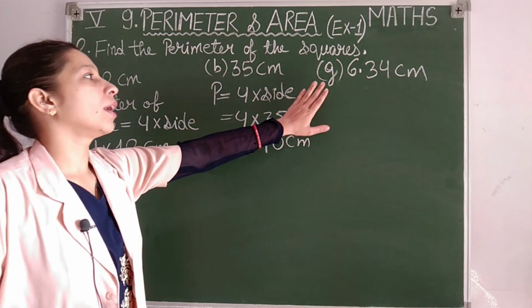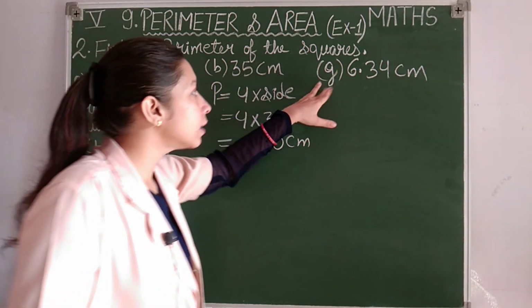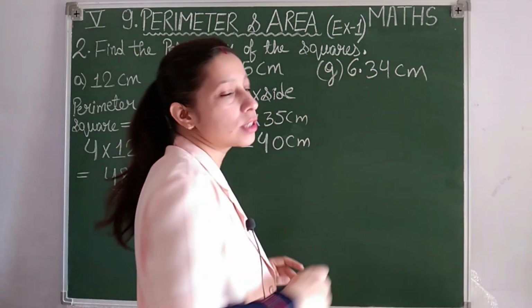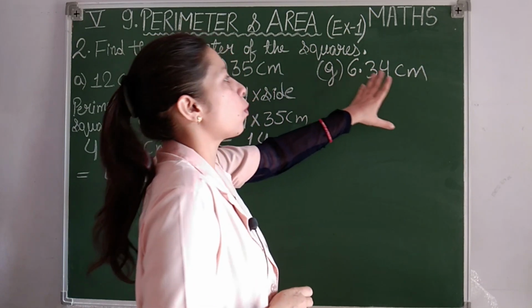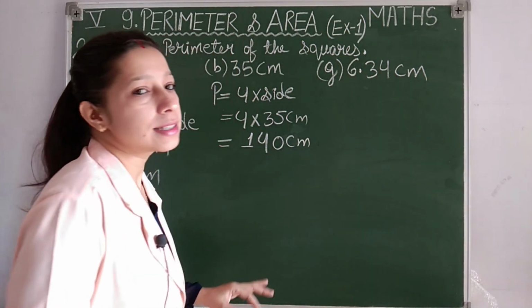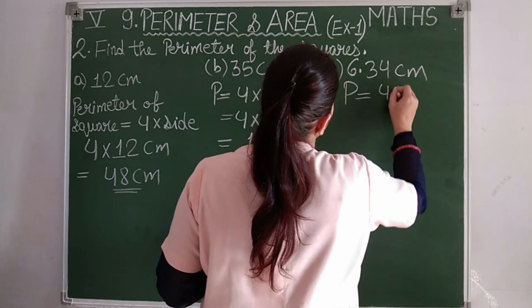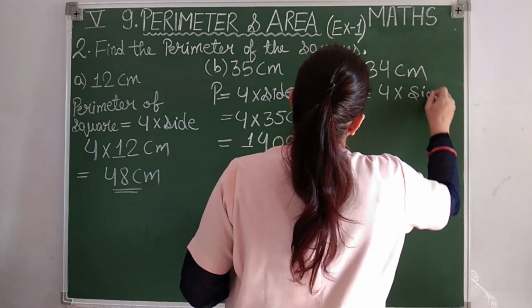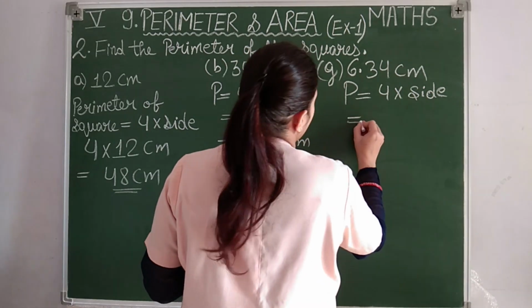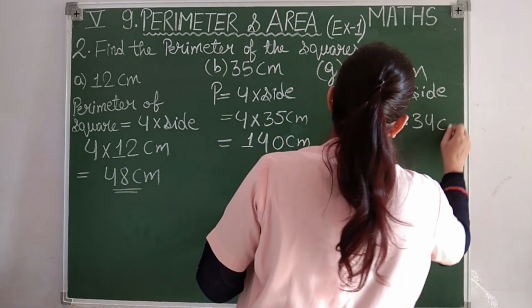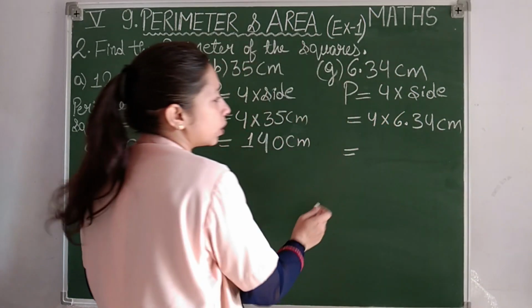After this, I am going to explain you point number G. Here the side is given in decimal. Okay, you can see 6.34 centimeter. So a square is having 6.34 centimeter as its side. Again, let's calculate the perimeter. So perimeter equals to 4 into side. That's why 4 into 6.34 centimeter. Let's again multiply students.